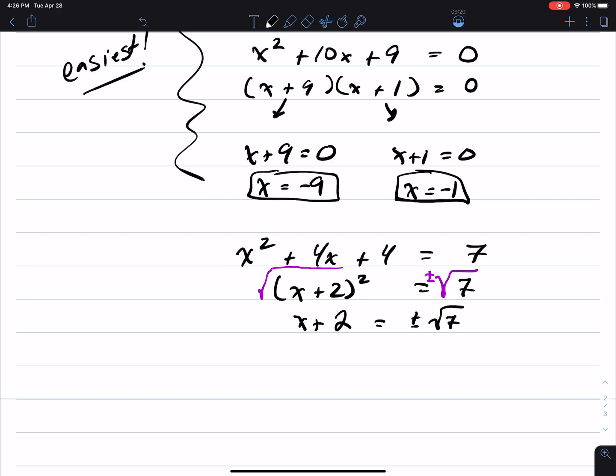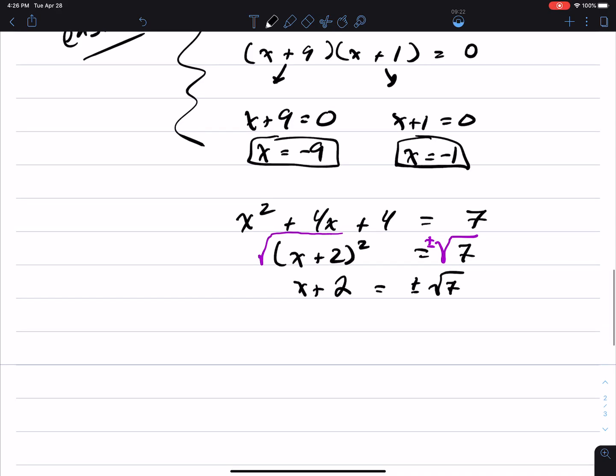That's all you have to write, okay? And that's fine, all right? And then your last step is to subtract 2 from both sides, and here's how you're going to write that kind of answer. You're going to put the negative 2 first, the rational number first, and then the radical expression. So negative 2 plus or minus root 7. Negative 2 plus or minus the square root of 7, okay?